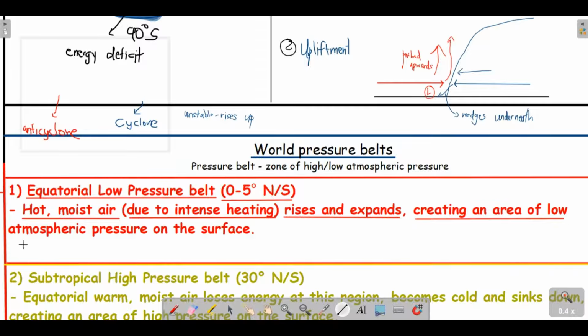Okay, that's the first way we discussed in which low pressure forms, right? So creating an area of low atmospheric pressure on the surface. So that's the first pressure belt, guys, the equatorial low pressure belt, between 0 and 5 degrees north or south of the equator.